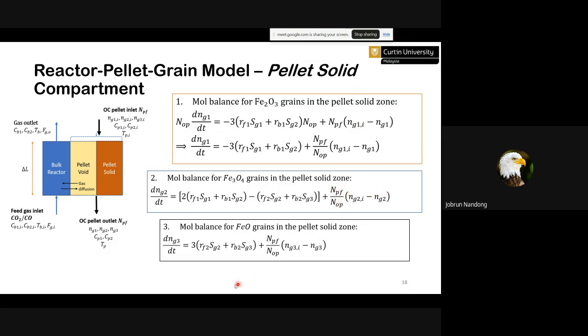And finally, the same for the mole balance for the FeO grain. This is the same as what we derived before. Since we have a moving pellet in and out of the zone, and this is a bigger zone, not one pellet, we need to add this part. NOP is the number of pellets in the reactor section.